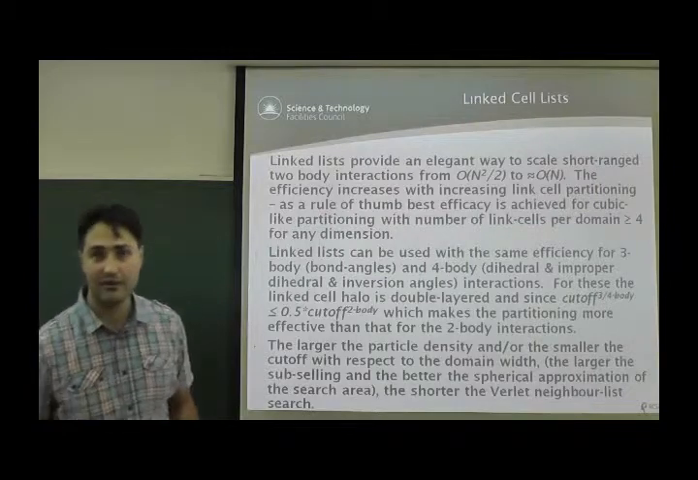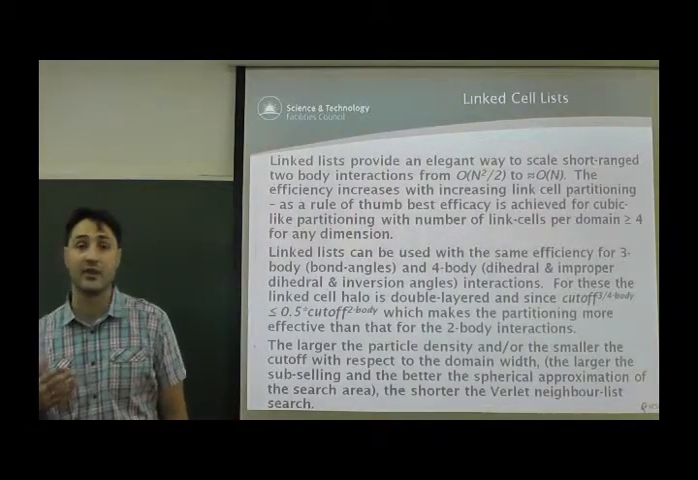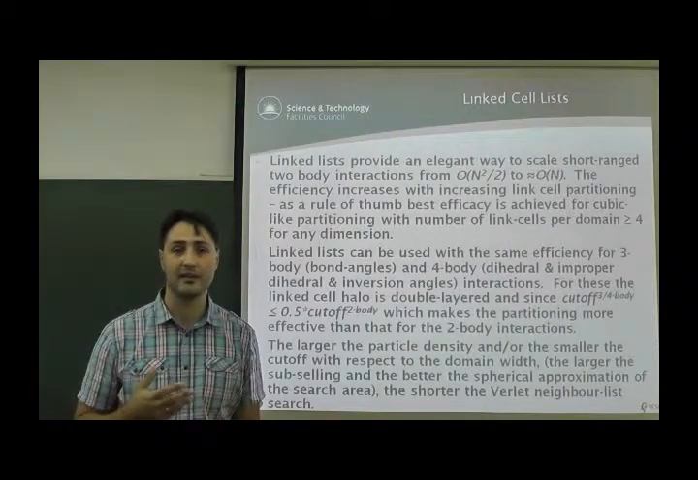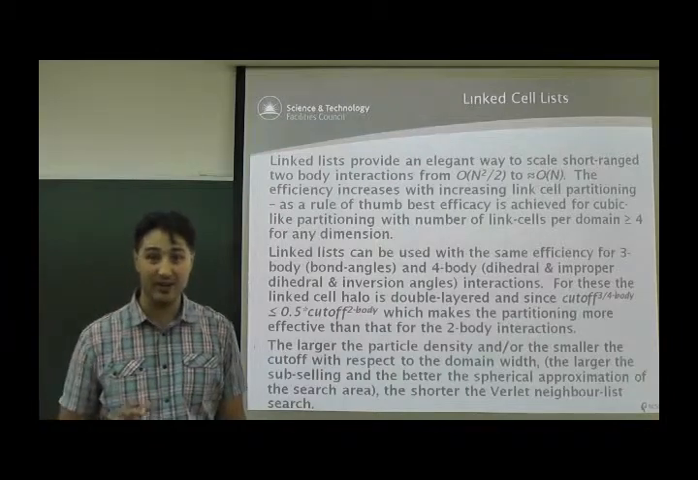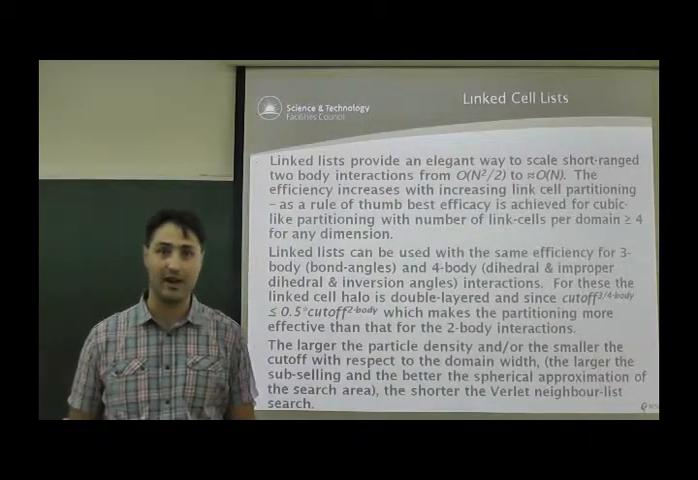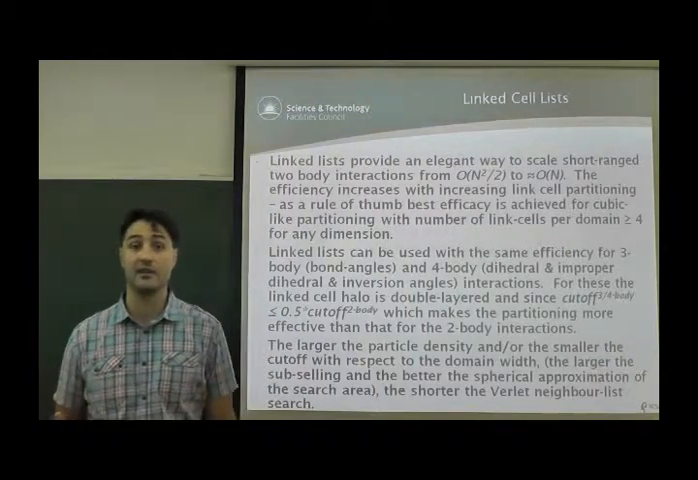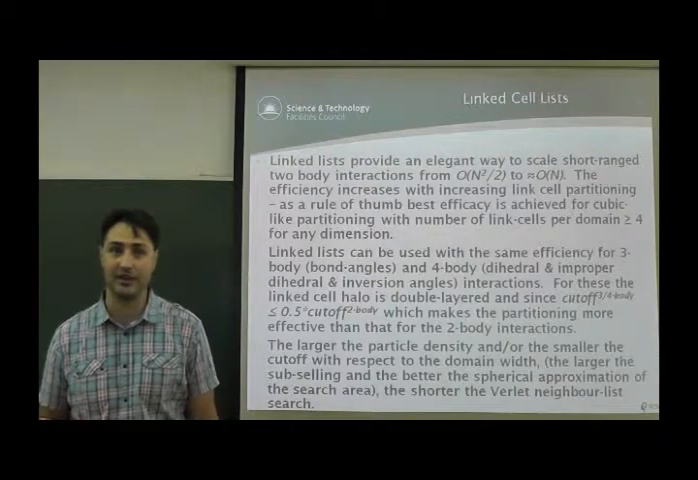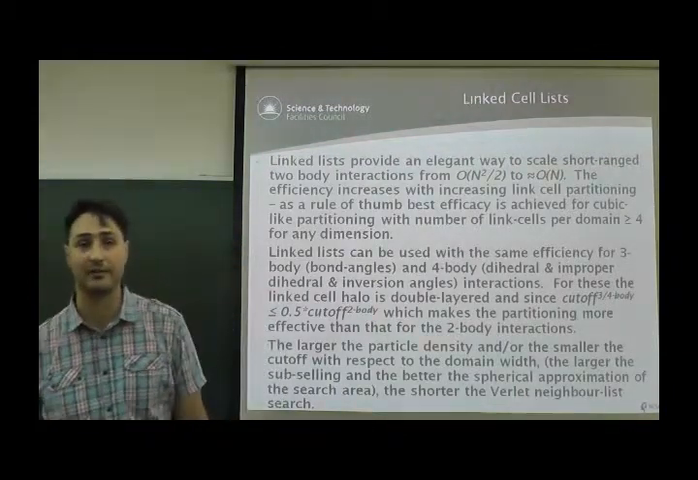So as I mentioned in the previous slide, we use something like link cells, and link cells provide very nice functionality. We build link cell lists, which are an elegant way to scale short-range two-body interactions from N squared to O(N). And the efficiency increases with increasing the link cell partitioning. So the more link cells we have, the faster we process this.